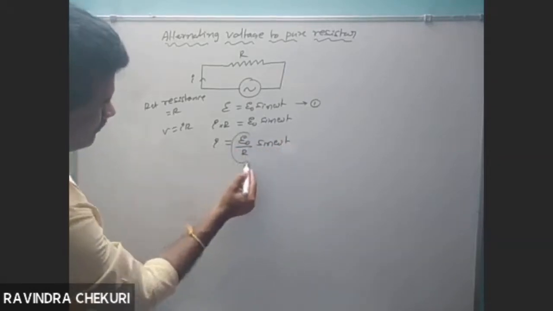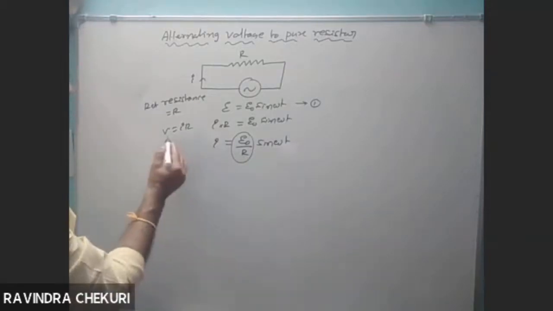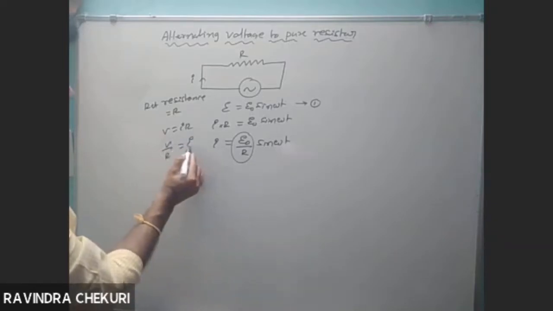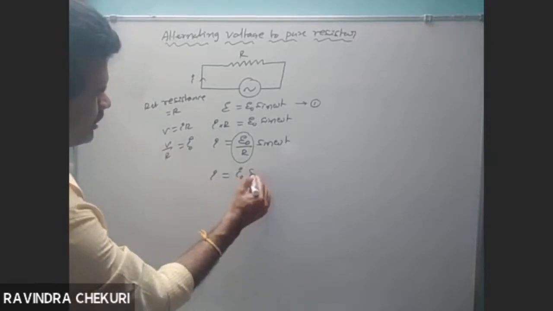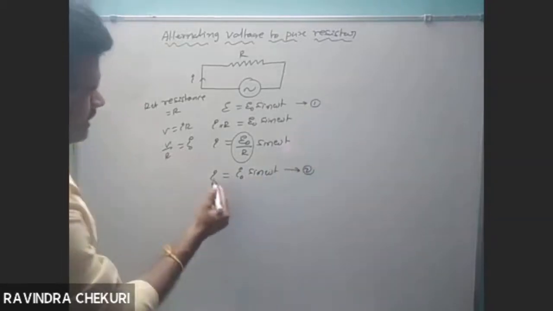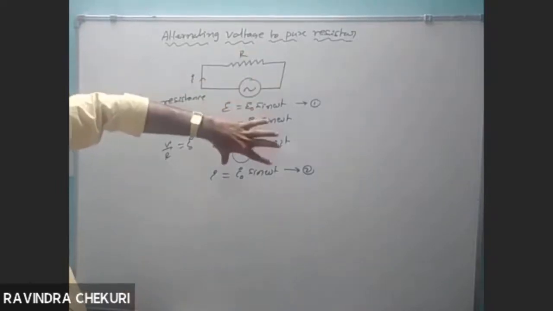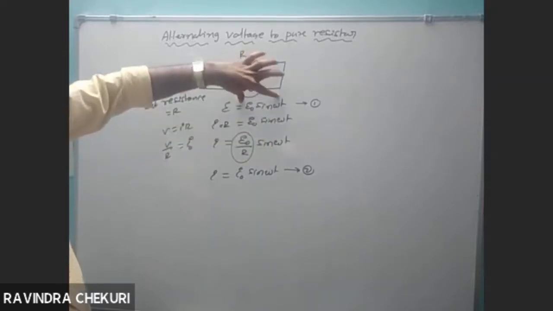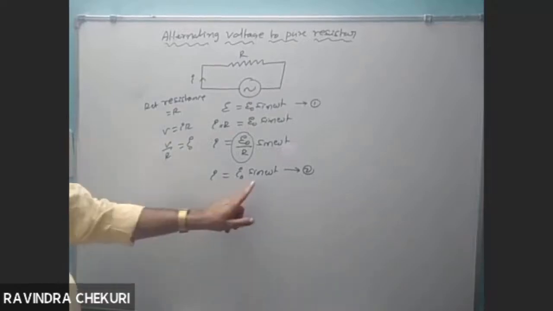The maximum value of applied voltage divided by the resistance is the maximum value of current. So instantaneous current I is equal to I0 sin omega t. This is the applied voltage and this is the current passing through the resistor. What is the phase angle difference between applied voltage and the current? Zero. Same.